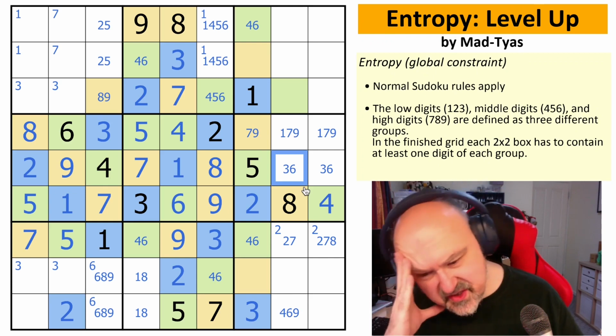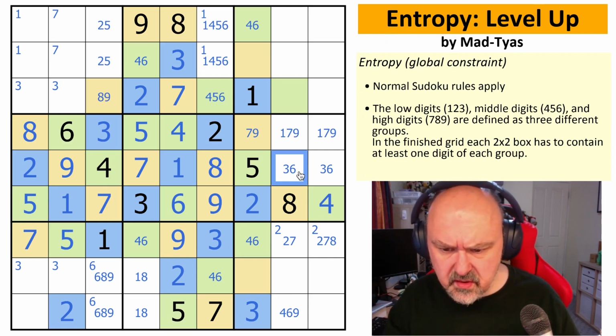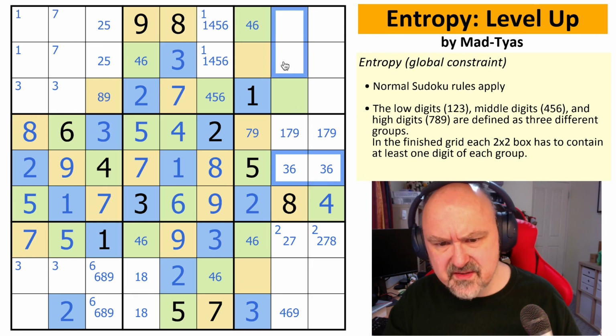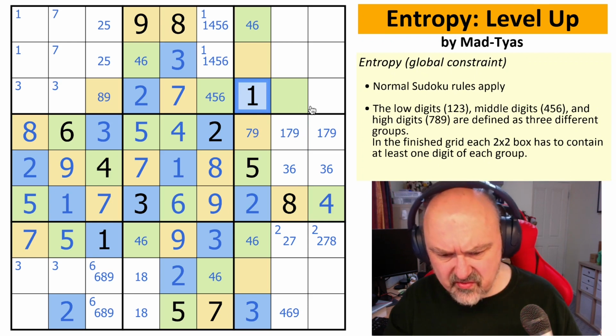Do I have to start doing chains? This doesn't feel like a level up puzzle if so. This is a 3. This is a blue, green. But this still doesn't force what that is. Similarly, if that's a 1, that doesn't force what that is because they don't actually cause contradictions.